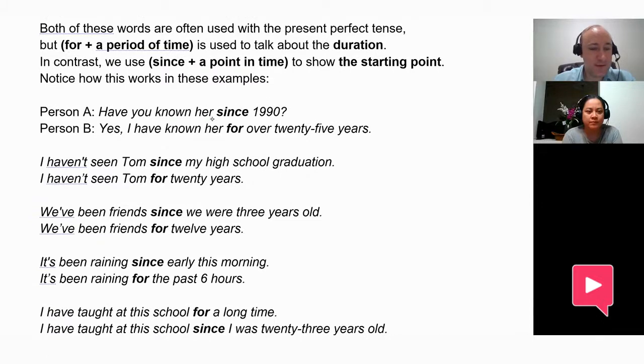Let's read this little dialogue here first. Why don't you be person A, and I'll be person B. Have you known her since 1990? Yes, I have known her for over 25 years. So here again, you can see for with the duration and since with the starting point.